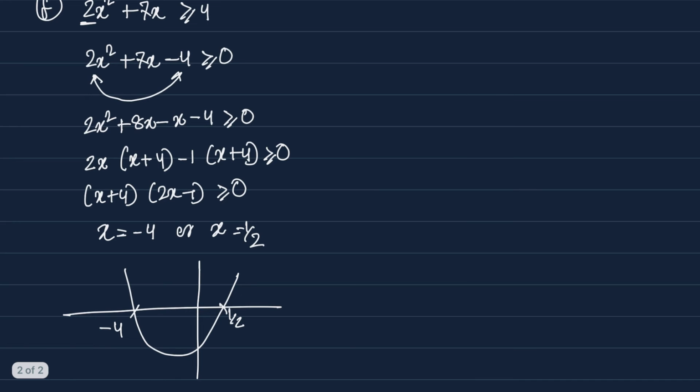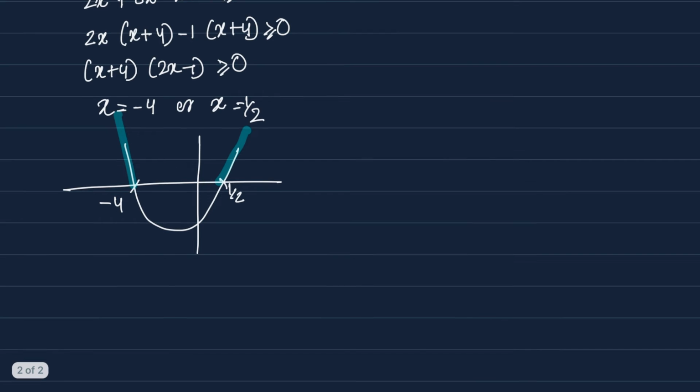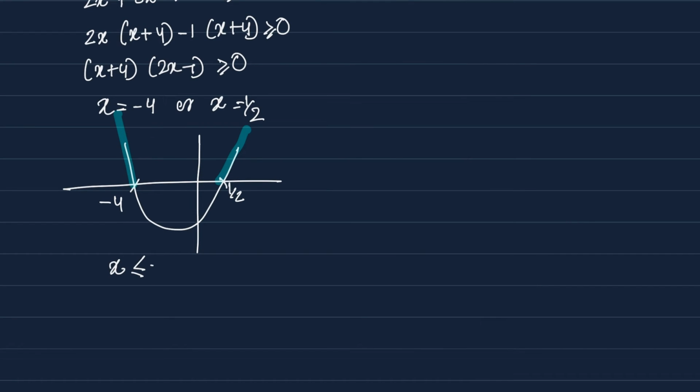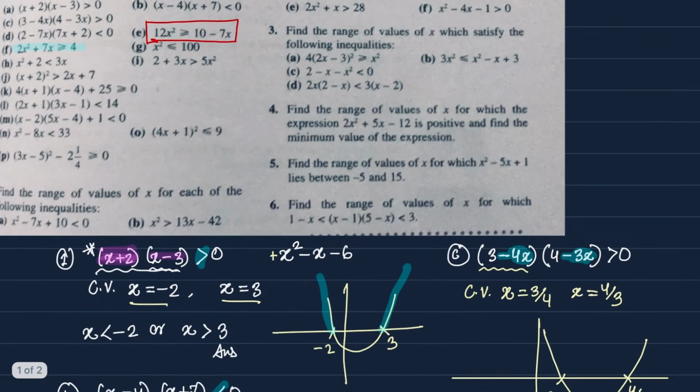So what is the answer? Greater than 0, this portion and this portion of the curve. x is less than or equal to -4, or x is greater than or equal to 1/2. Let's take a tough example.